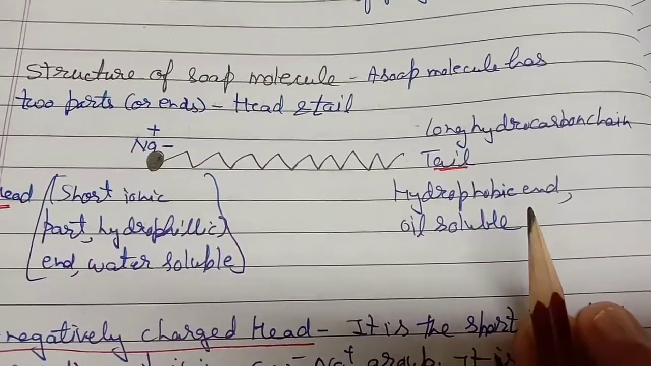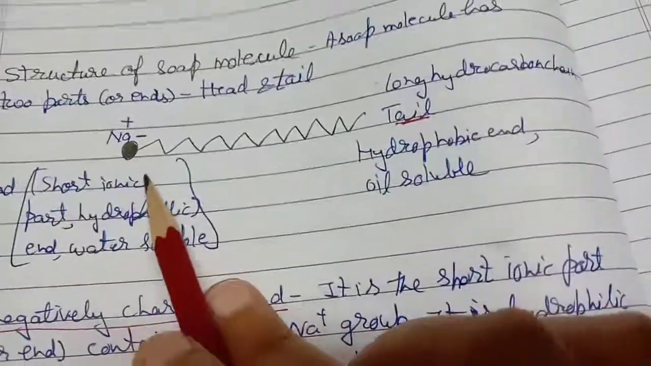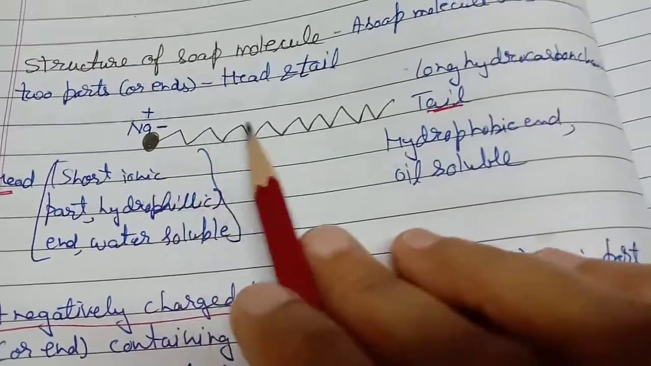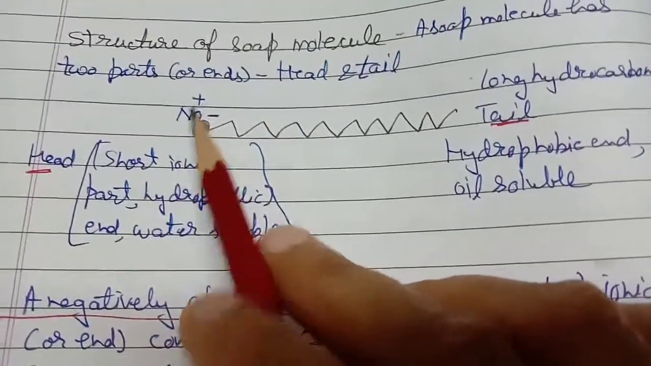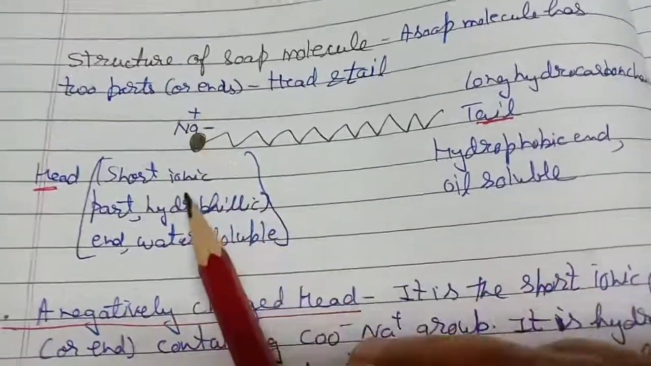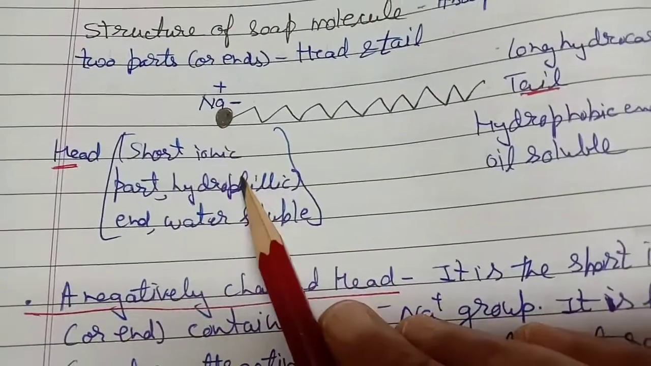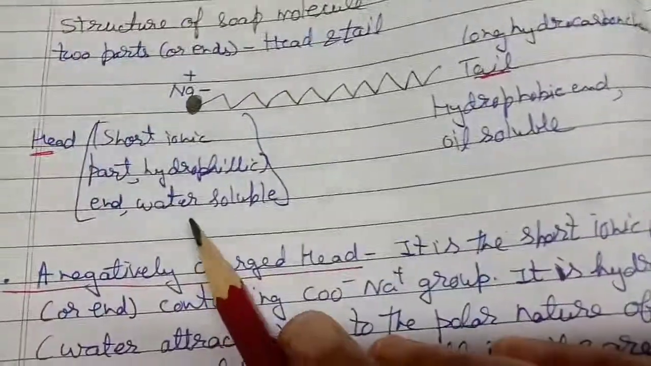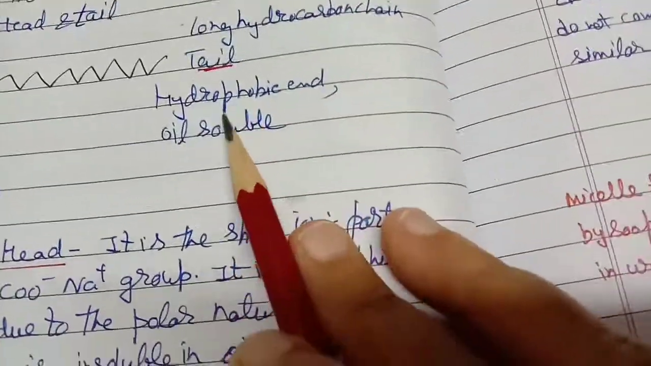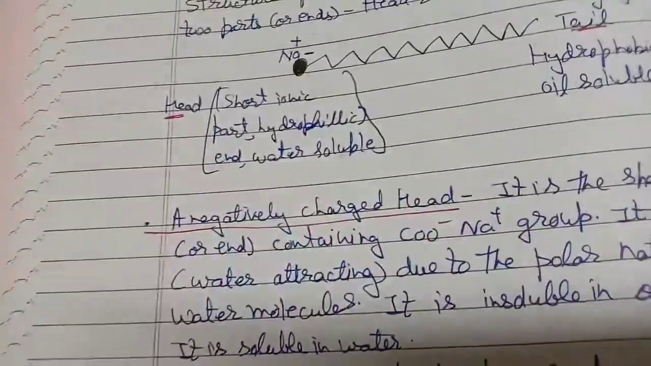Now, structure of soap molecule. A soap molecule has two parts or ends, head and tail. So this is a soap molecule. You are able to see the head and this is the tail. Head is negatively charged. And the sodium ion is attached to this head, positive, the head is negative. It is the short ionic part. Hydrophilic end, hydrophilic means loving water, it will get dissolved in water, water soluble. And this long carbon chain is the tail. Long hydrocarbon chain, hydrophobic end means it is not soluble in water, it is oil soluble.